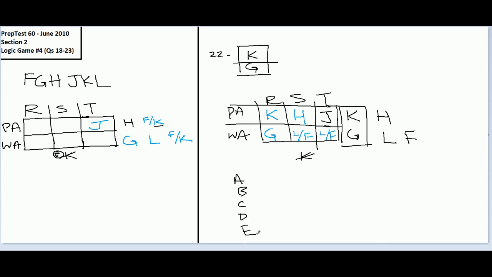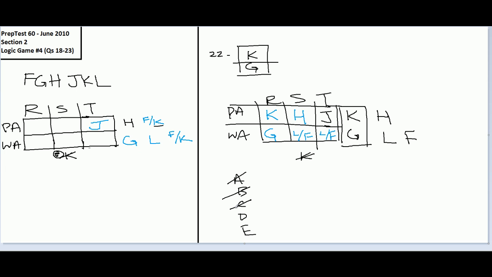Answer choice A says that F is assigned to Romania. Where can F go? Not Romania. Get rid of it. B says G is assigned to Spain. Can G ever go to Spain? No. Get rid of it. Answer choice C, H is assigned to Romania. No, because H is assigned to Spain. Get rid of it. How about D?